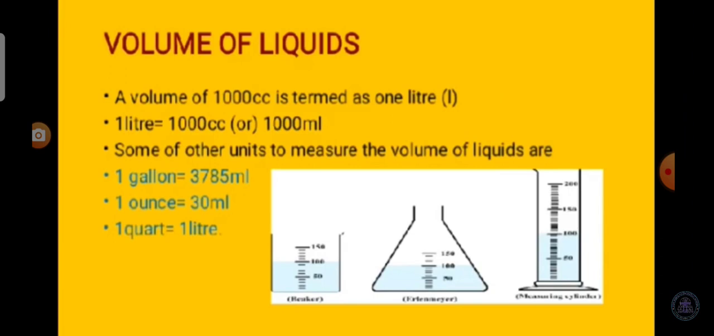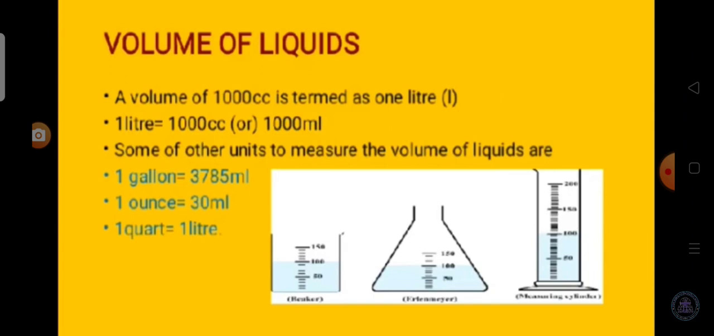Now the next chapter is volume of liquids. When we pour water into a container, it takes the shape and the volume of the container. The maximum volume of a liquid that a container can hold is known as the capacity of the container. A volume of 1000 cubic centimeter is termed as 1 liter. So 1 liter is equal to 1000 cubic centimeter or 1000 ml.